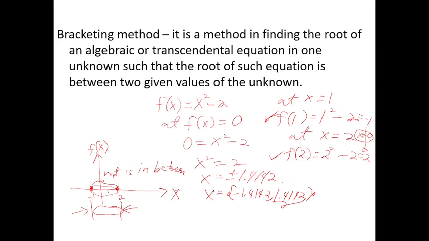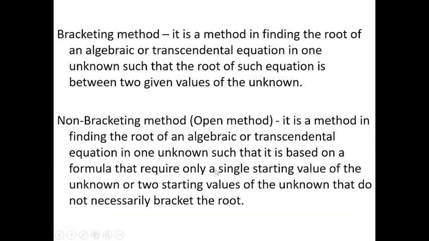And in this session, I'm going to introduce bisection method, which is a type of bracketing method. Okay? So, let me continue. So, we have here non-bracketing method. So, also called open method. No? So, it is a method in finding the root of an algebraic or transcendental equation in one unknown, such that it is based on a formula that require only a starting value of the unknown or two starting values of the unknown that do not necessarily bracket the root.